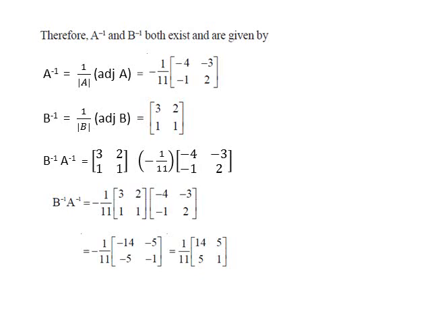After simplification, we get the product of B inverse and A inverse equals 1 by 11 multiplied by the square matrix of order 2 in which elements of R1 are 14 and 5, elements of R2 are 5 and 1. Hence, inverse of matrix AB equals the product of B inverse and A inverse. Students, we can remember this result as the reversal law of inverse of matrices. It can be used directly also if required.